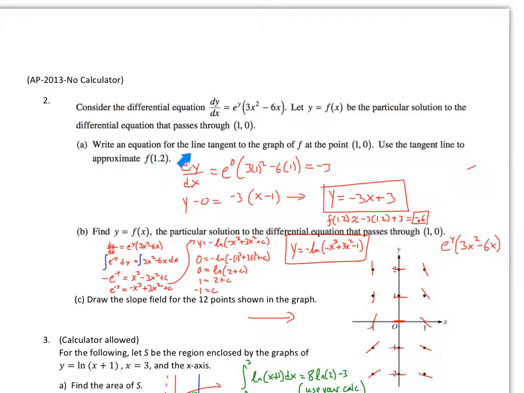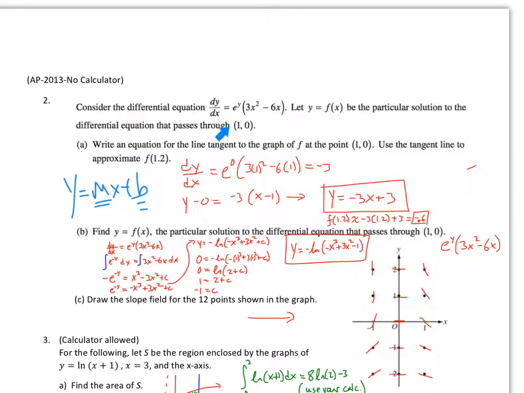First one's asking us about a tangent line. Tangent line is going to have slope-intercept form. So when we see tangent line, we're thinking y equals mx plus b. We need a y value, and we'd like a b value if we can. So we need a slope value. Well, slope is dy/dx.